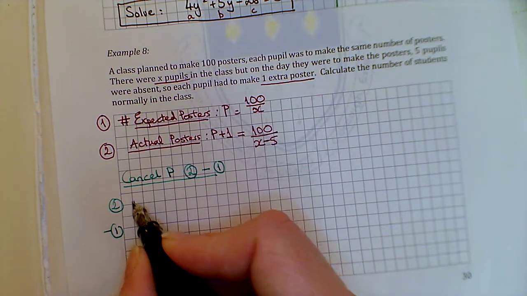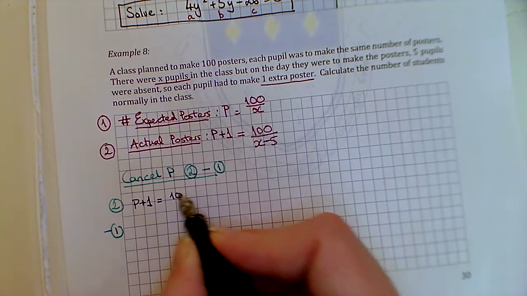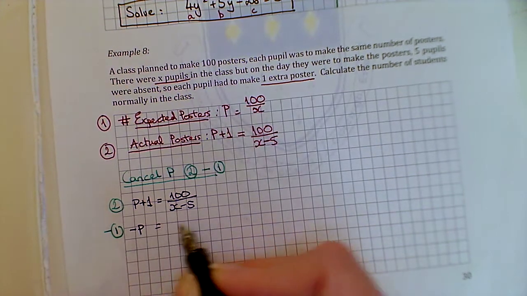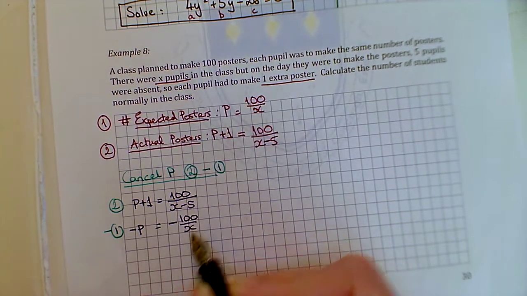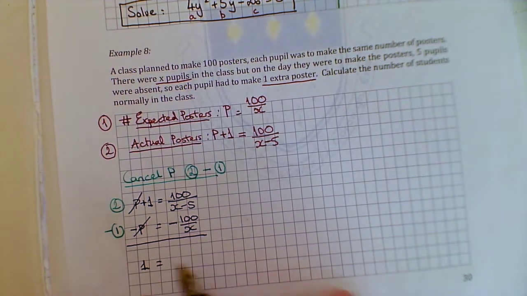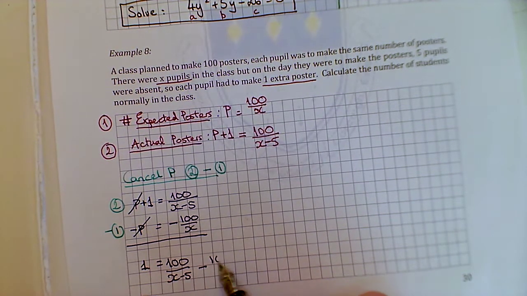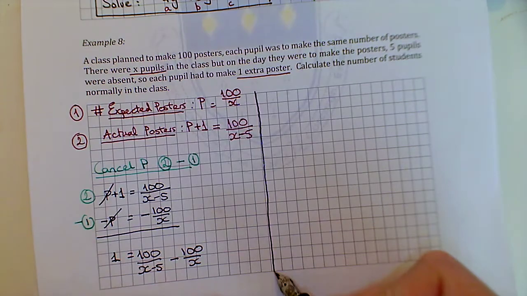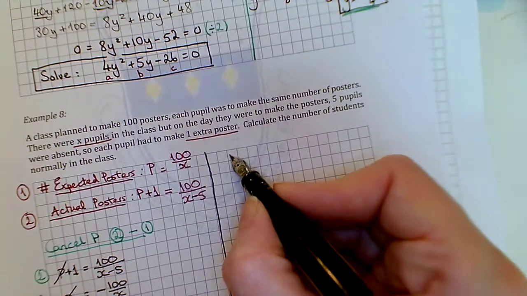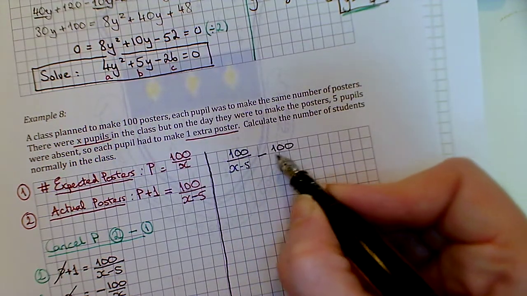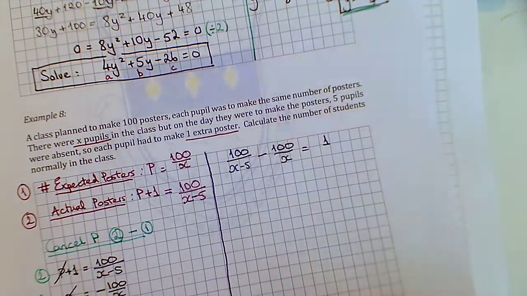Equation 2, P plus 1 is equal to 100 over x minus 5, and minus P is equal to minus 100 over x. The P's cancel, and I get 1 is equal to 100 over x minus 5 minus 100 over x. And now I have that equation that I was looking for. Let's write it with the number on the other side. 100 over x minus 5 take away 100 over x is equal to 1.